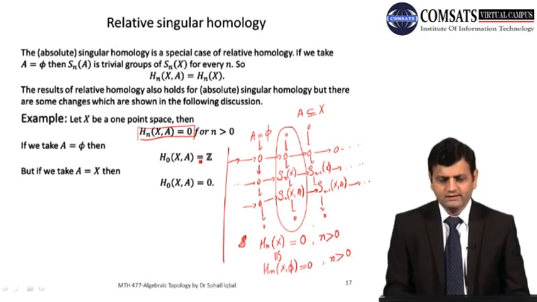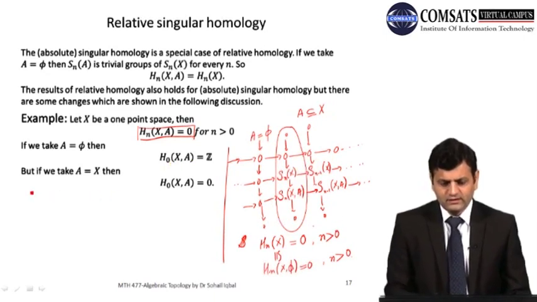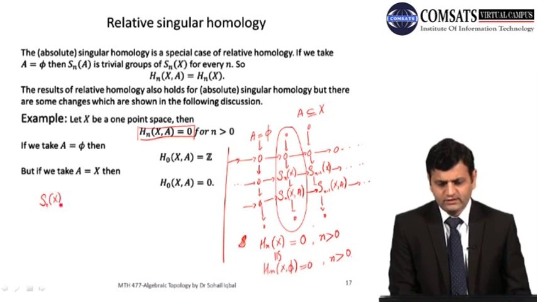Now let's consider the case of n equal to 0. Once again, when A is equal to φ, then in the case of n equal to 0, we know that S_0(X) is isomorphic to S_0(X, A), because A is equal to φ.